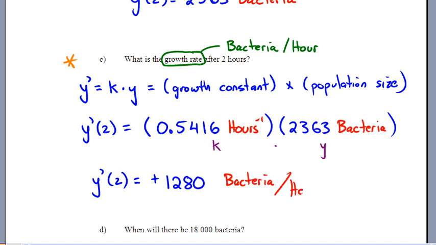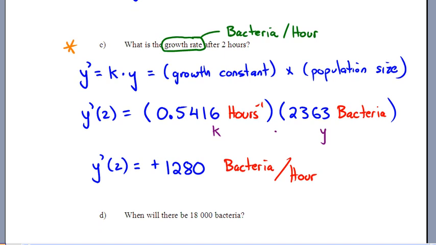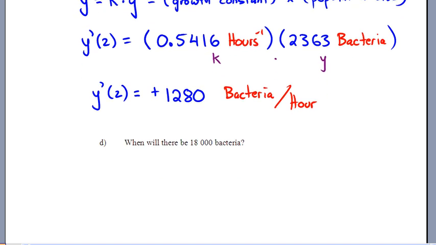So this is the absolute beauty of using this method. It is so seamless to transition between y's and y primes, or back again, right? You can talk about the amount of bacteria or the growth rate.